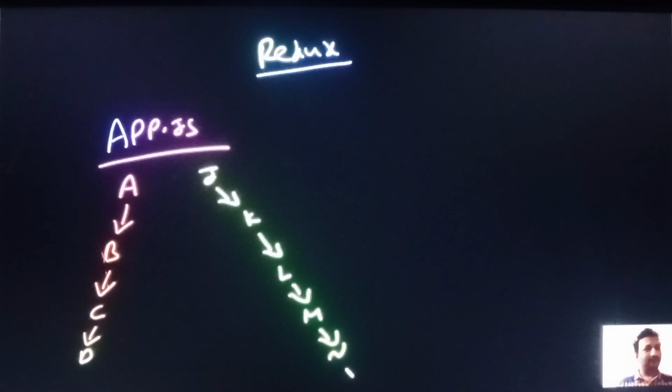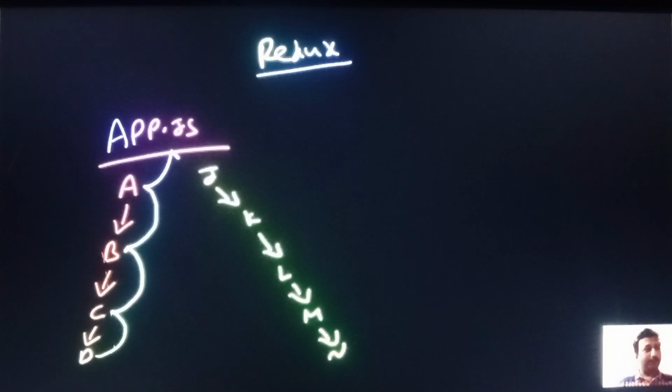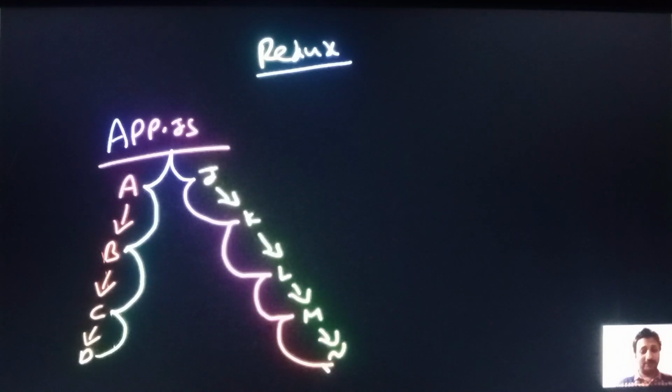Now I wanted to pass from D to N. How do I do that? Props can be used to pass from top to bottom, and bottom to top also you can set. Now if I wanted to pass from D to N, I have to go from D to C, C to B, B to A, A to app, app to J, J to K, K to L, M, N. Like this I have to do it. Easy or complicated? Complicated way.